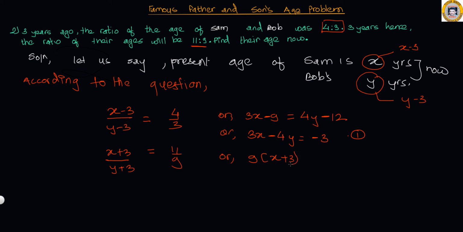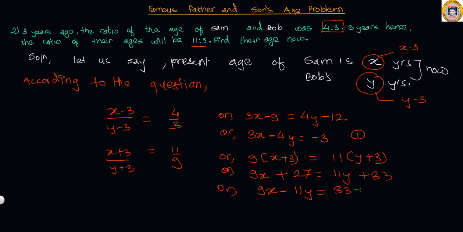Doing similar things as we have done here, we would get 9(x plus 3) equals 11(y plus 3). Now let us multiply it. 9x plus 9 times 3 is 27 equals 11y plus 33. Now let me bring the y to this side, so that 9x minus 11y equals 33 minus 27, which would give me 9x minus 11y equals 6, because 33 minus 27 is 6.